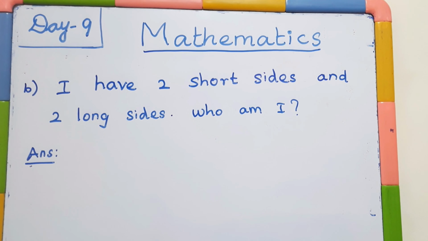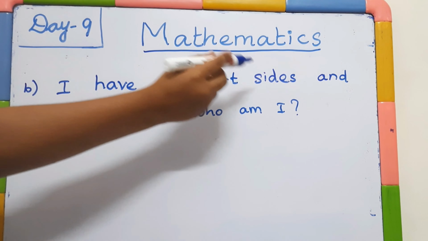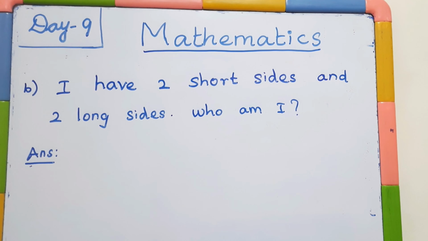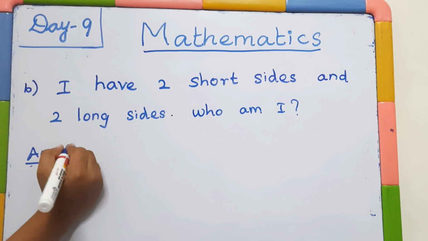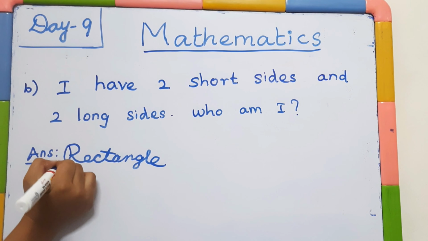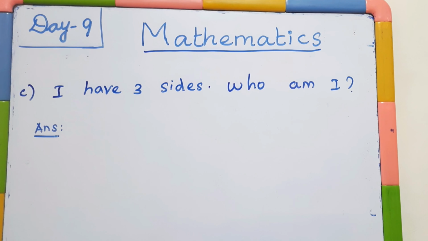The second question is, I have two short sides, two long sides. Who am I? Think carefully. Two short sides mean two small sides, two big sides. Who am I? Rectangle. Very good. Write rectangle now. What's the spelling for rectangle? R-E-C-T-A-N-G-L-E. Rectangle. Very good.